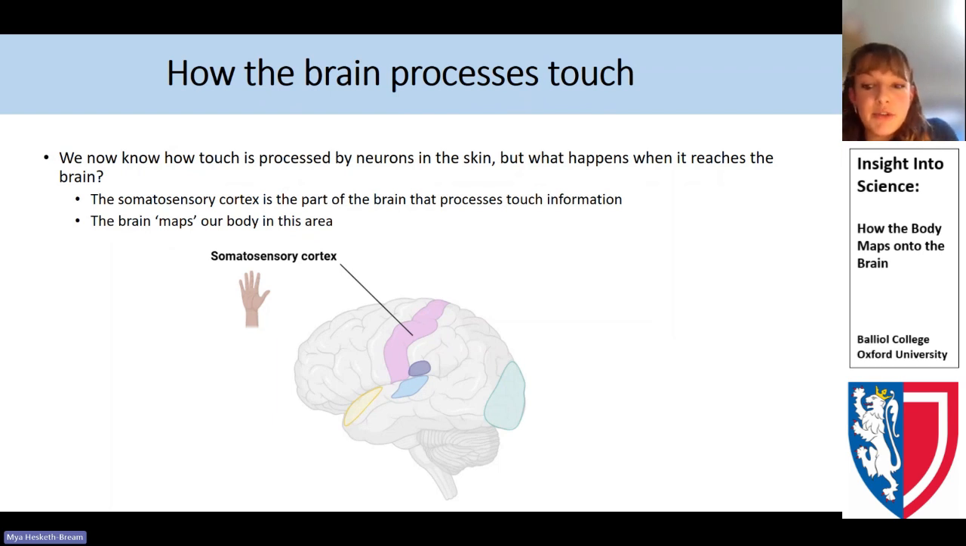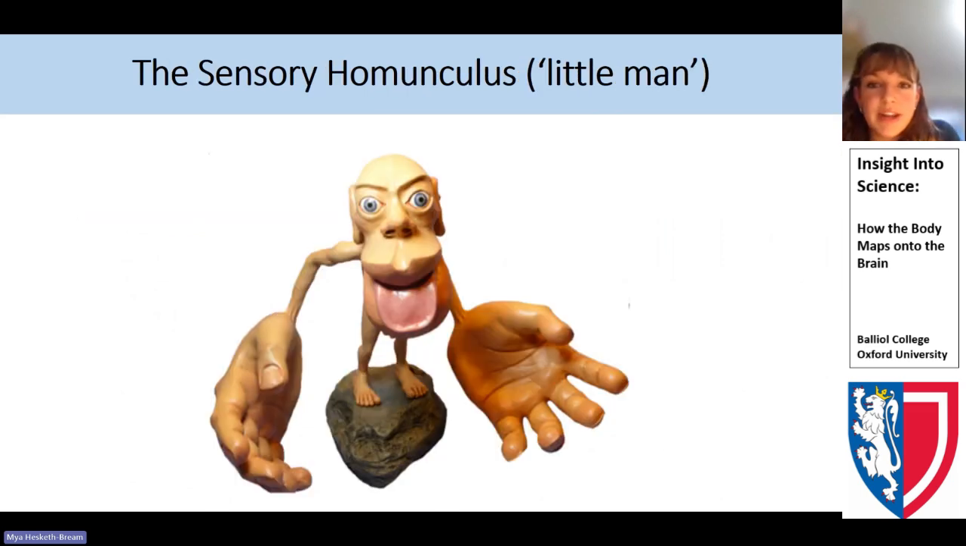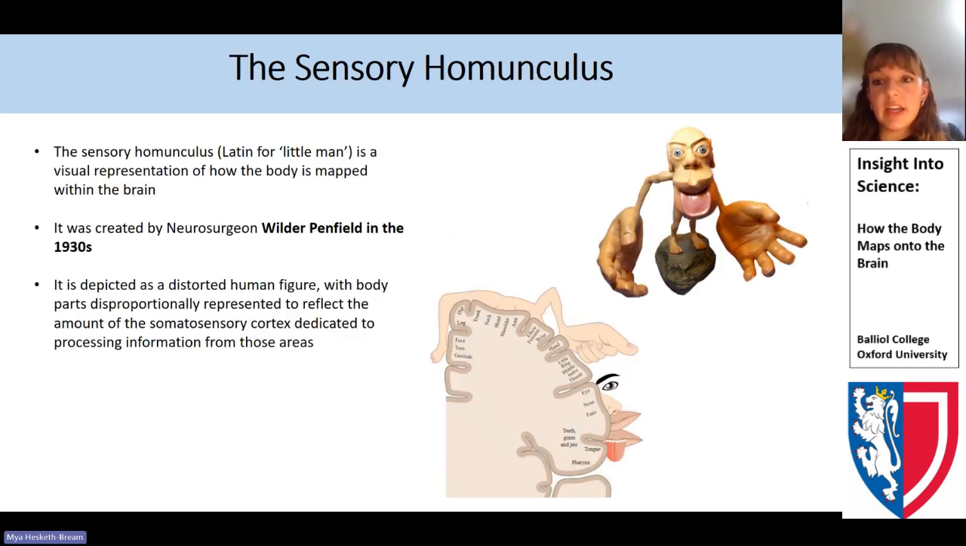The next image I'm going to show you is something called the sensory homunculus. It looks a little bit strange. This is Latin for little man. It's a visual representation of how the body is represented in the brain. Obviously it doesn't look like a normal proportional body. We've got massive hands and a massive face. It was created by someone called Wilder Penfield in the 1930s.